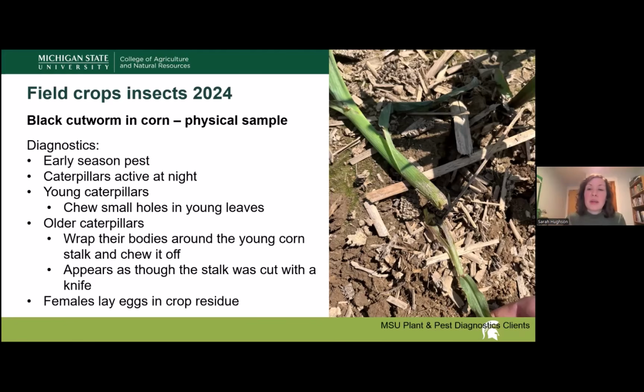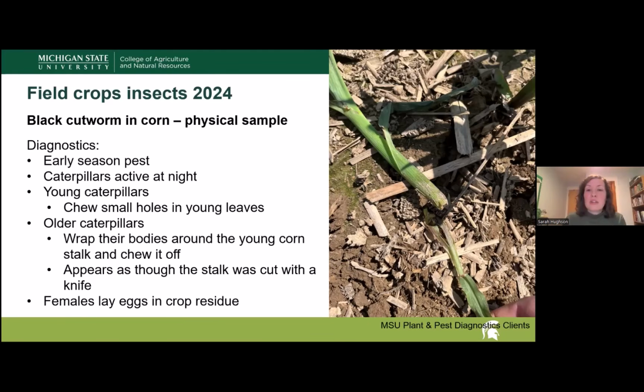So when you look at the plants, they're going to look like they've been cut off with a knife and they're going to be cut off at the base of the plant where it meets the ground. And so this is an image that the client submitted along with their physical sample. And you can see that that plant is cut off right at the ground level.